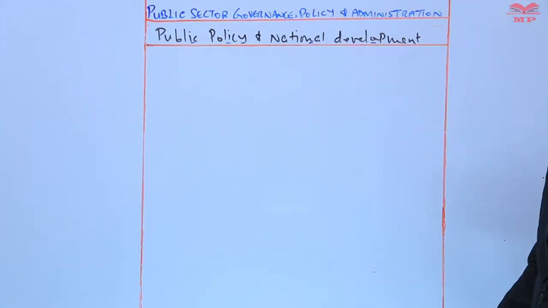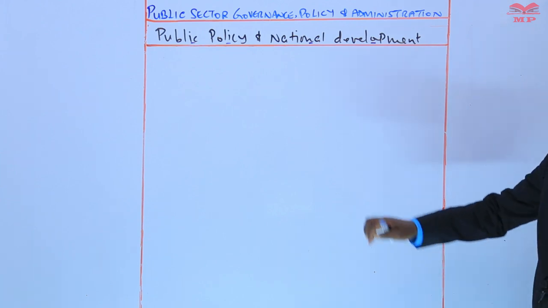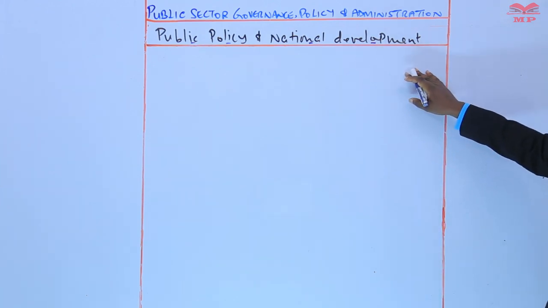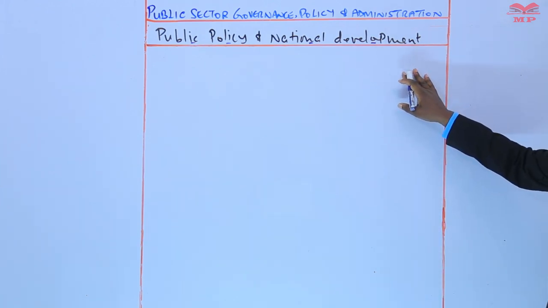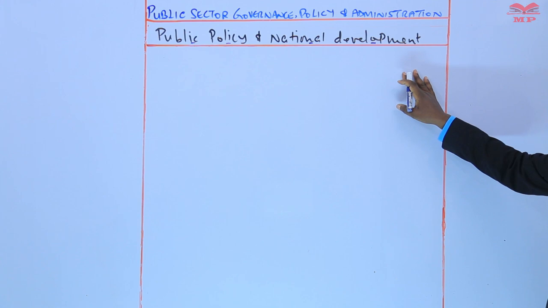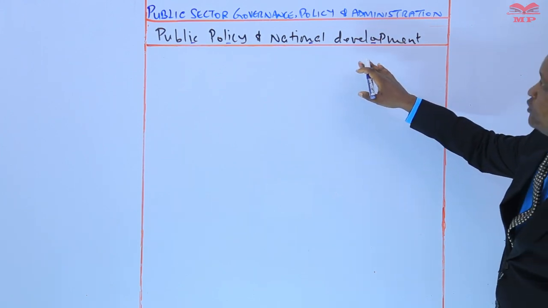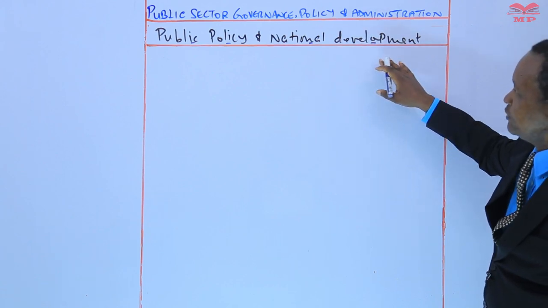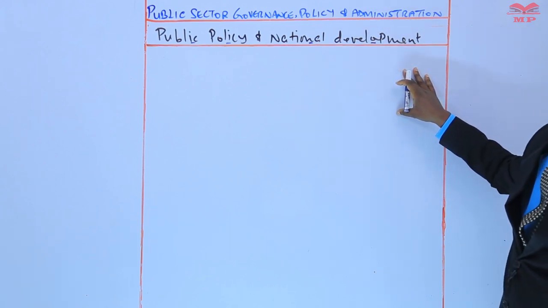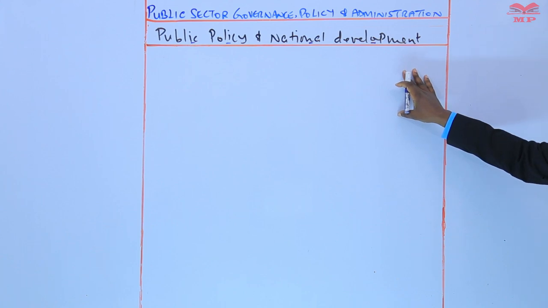So do you understand, candidates, that national development has four key aspects or dimensions? Economic development, social development, environmental development, political development. And if you want to check the level of national development, you consider the four areas, and each has its own indicators.